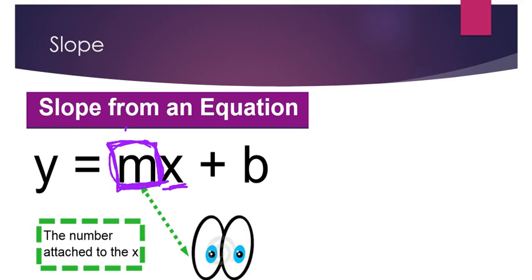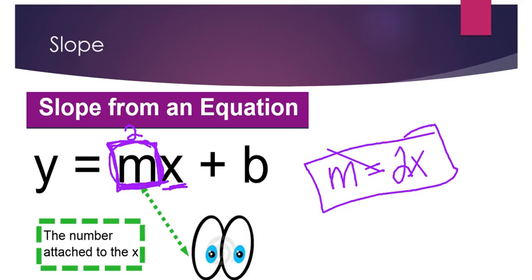So let's say there was a 2 here, and I asked you what the slope was. The slope would not be 2x. That is not the slope. Okay? The slope would be 2.